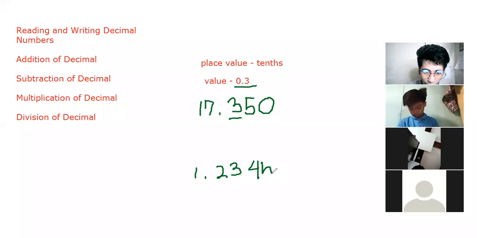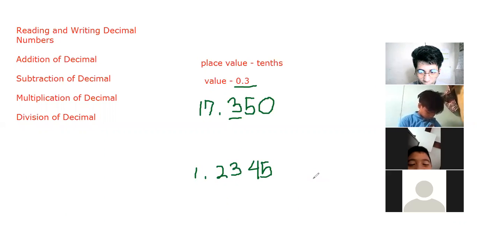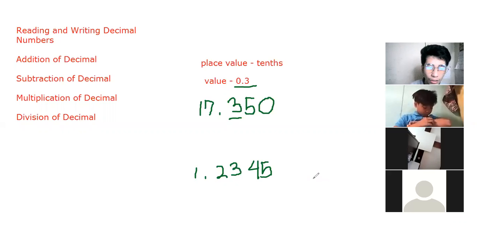Okay? For example, we have here 1.2345. How can you read this one? 1 and 2,345 ten-thousandths. Okay, very good. This is 1 and 2,345 ten-thousandths. If I underline the number 3, what is the place value of number 3? Hundredths.